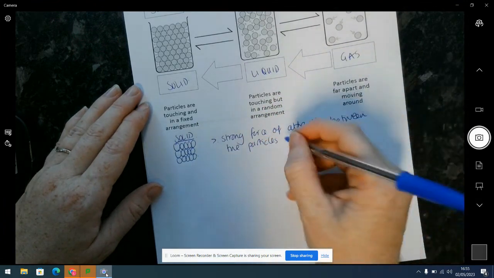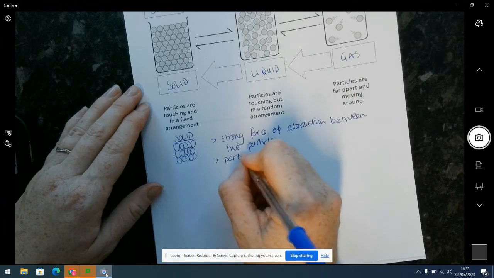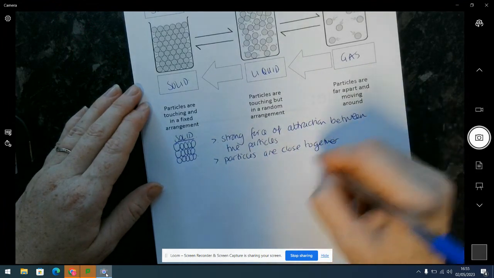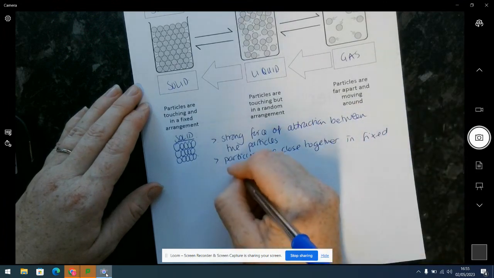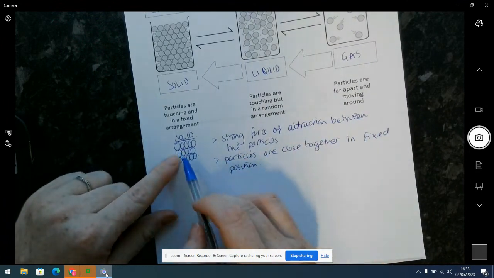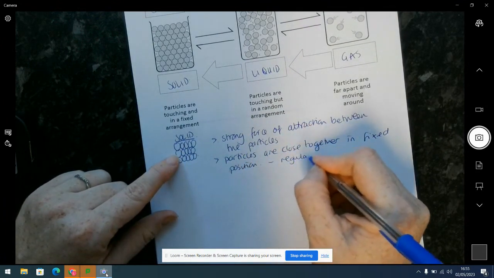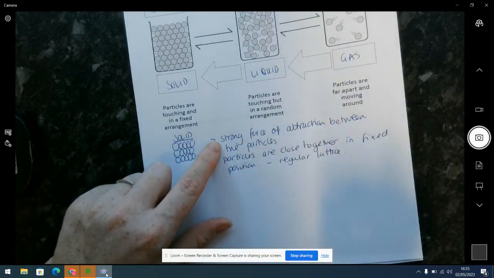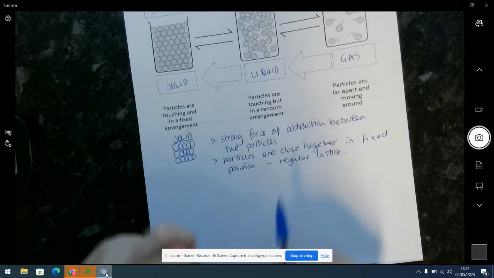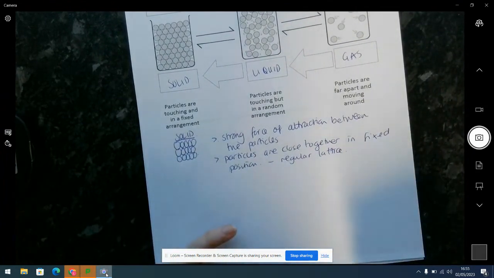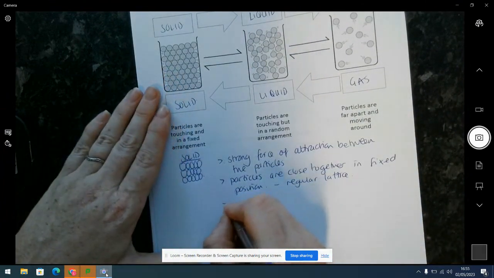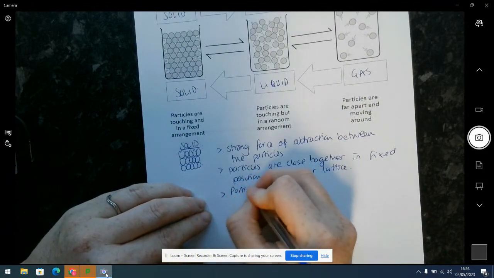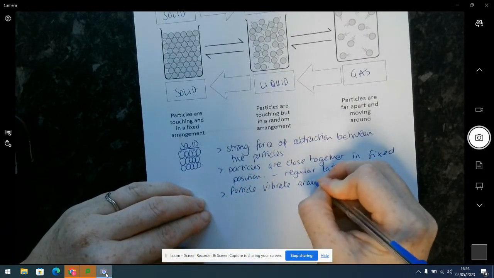The particles are touching. Essentially, they're close together in what we call fixed positions, and we know this type of structure is what we call a regular lattice structure. So there's a strong force of attraction, which keeps the particles together, and the particles are close together in fixed positions. We know that particles are continually moving, even as a solid, but they are essentially vibrating in these fixed positions. So we're going to say particles vibrate around fixed positions.